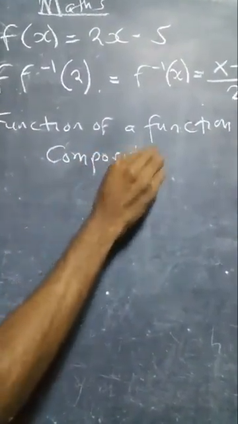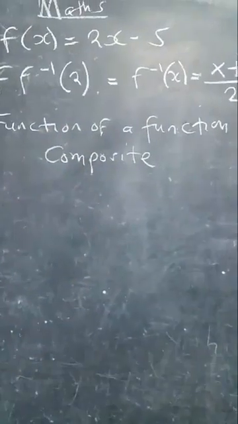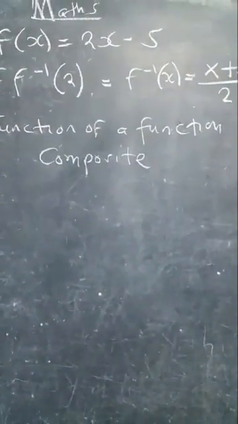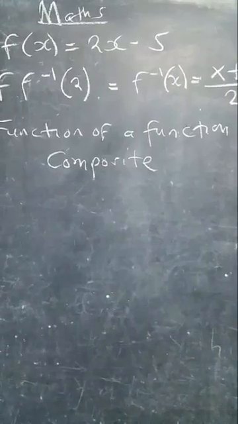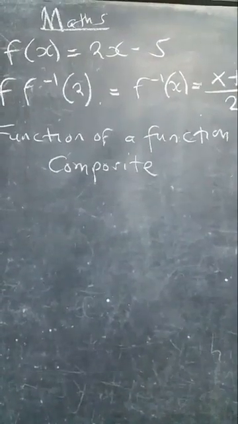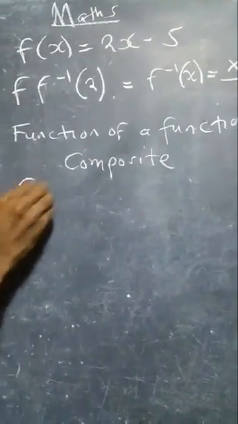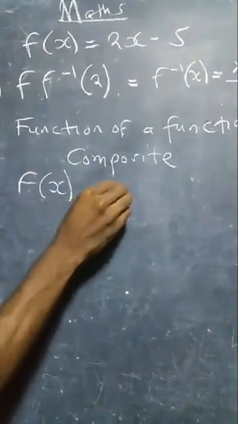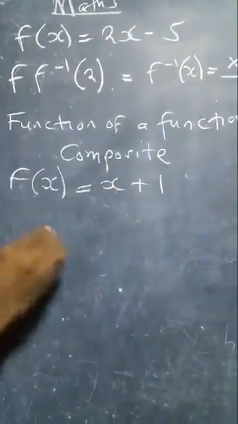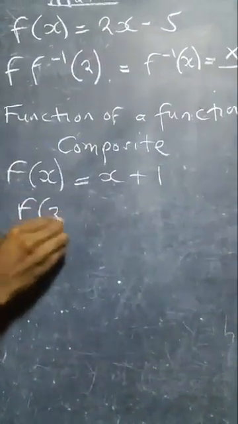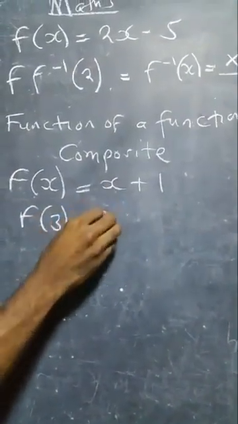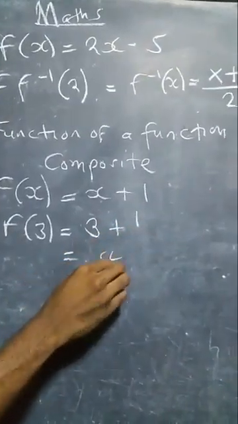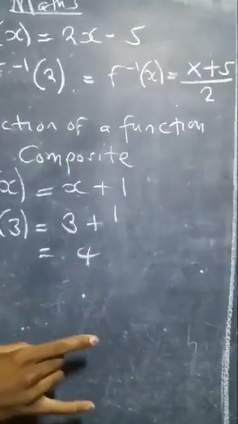Composite functions. This is what is known as a function of a function. What this means is that if you have, for example, f of x equals x plus 1, and they say find f of 3, that means where there is x, you put a 3: 3 plus 1, which is equal to 4. That's normally.